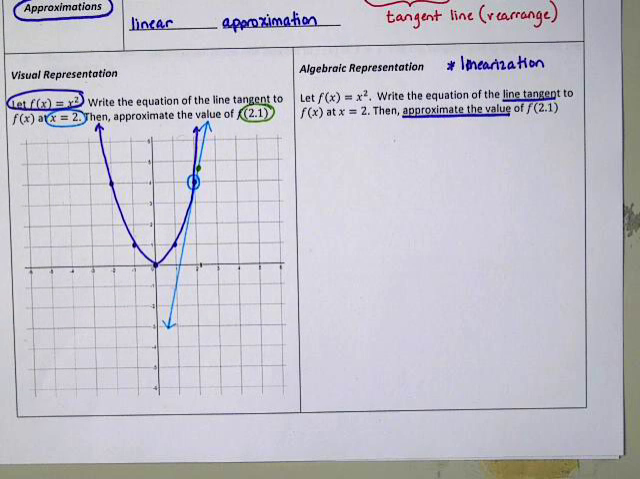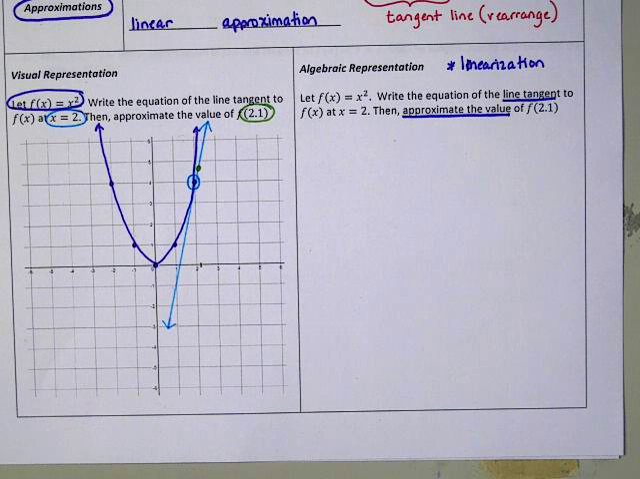So that vocabulary is going to come up a lot. Use the tangent line to find an approximation, or write the tangent line to find an approximation. As soon as you see those words, you know we need a linearization. So what do we do? Well, we're going to start by writing our tangent line.